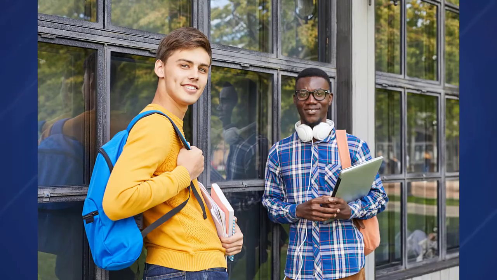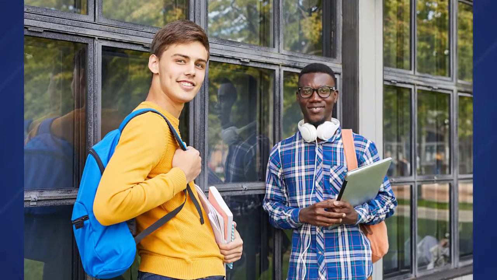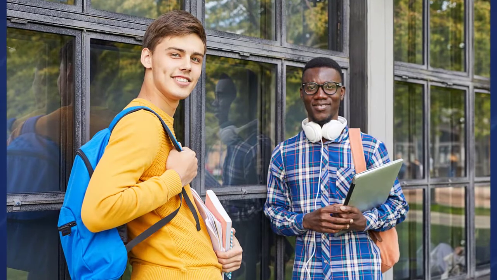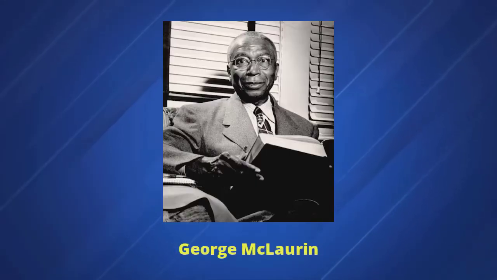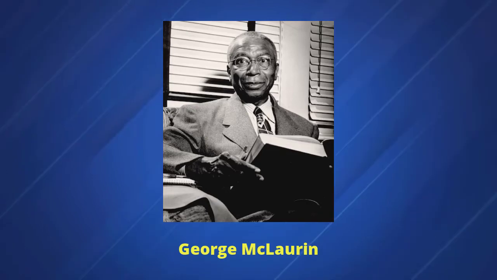The Gaines case and the Sweat case meant that states had to provide graduate education for non-white students, and that they had to do so in the same institution. But that doesn't mean that the states were done trying to discriminate. George McLaurin was an African-American man who was admitted to the University of Oklahoma graduate education program only to avoid a lawsuit. But the university certainly did not welcome him with open arms.